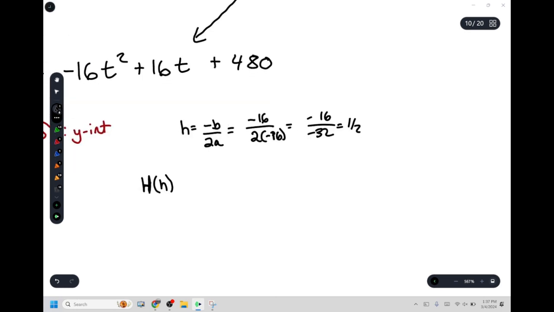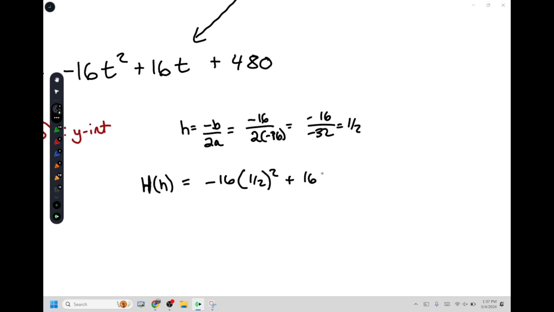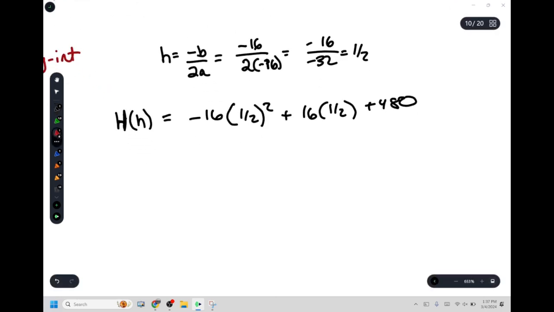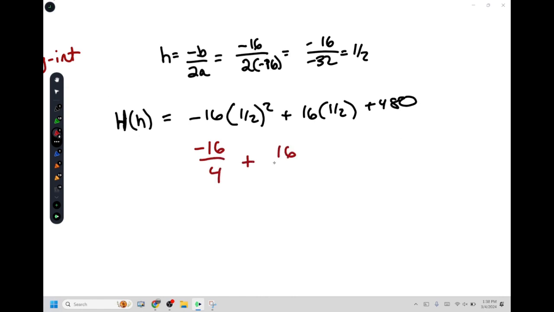So what do we got? Negative 16 times 1/2 squared plus 16 times 1/2 plus 480. Negative 16 over 4 plus 16 over 2 plus 480. Feels like that 480 is going to do a whole lot of work compared to 4. This one's just negative 4, right? Oh wait, these are nice numbers. These work out pretty nicely, even though there was a fraction in there. 8 and 480. So we got 484.